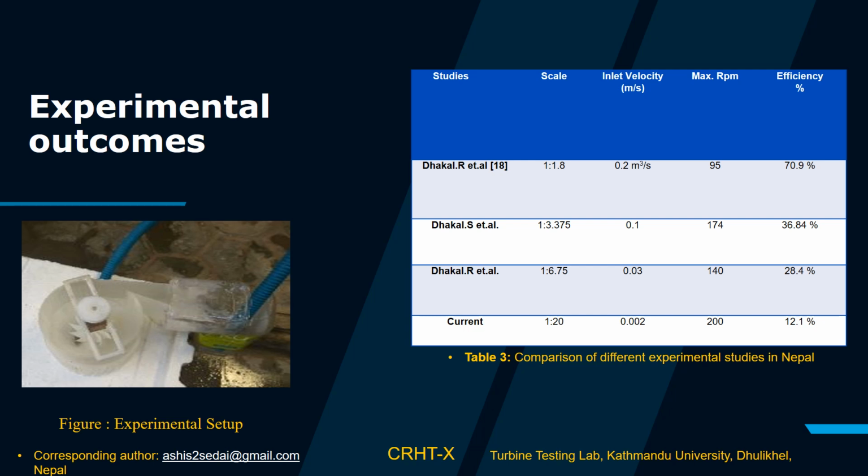And in our research, we did an experiment at 1 to 20 scale, and we observed the inlet velocity of 0.02 meter per second and RPM of 200 with the efficiency of 12.1%. And the scale that we are proposing corresponds with the scale of the plant that we are going to manufacture and develop in South Africa.